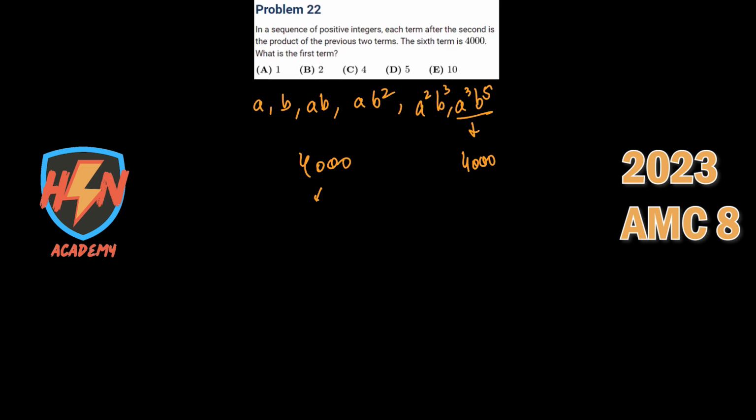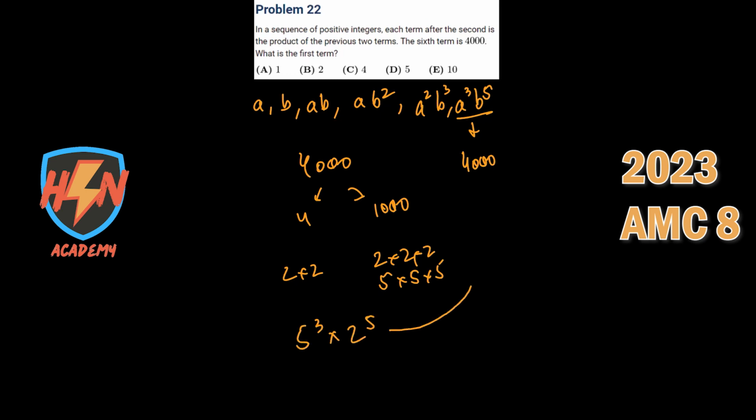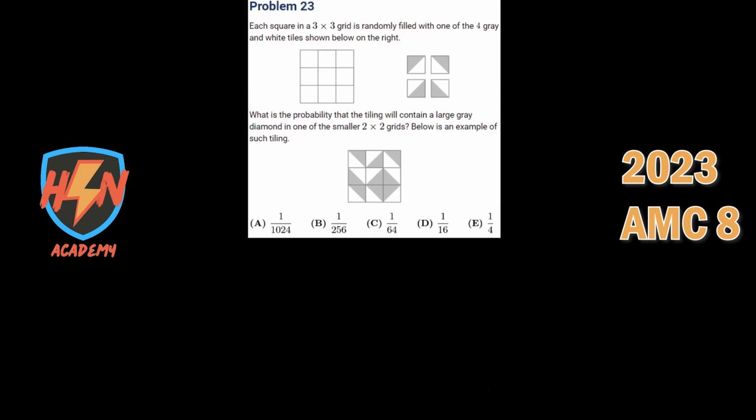So 4,000 is 4 times 1,000, which is 2 times 2, and then the 1,000 is 2 times 2 times 2, and 5 times 5 times 5. So this gives 5 cubed and 2 to the 5. If we compare that to our sixth term, that shows us that A is equal to 5, so the answer is D.